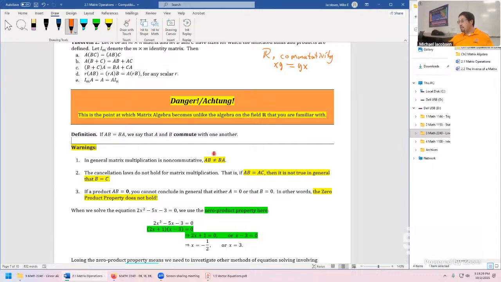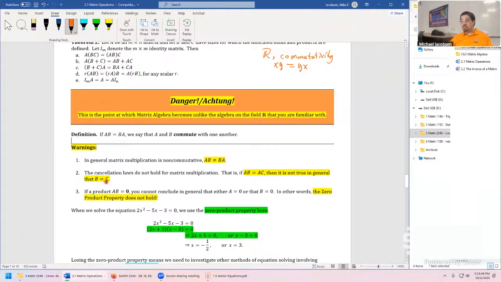And it gets even weirder. If you have an equation, and we solve a lot of equations in the field R back in the day with algebra, but in this equation right here, there's no cancellation law. A times B equals A times C doesn't necessarily mean B equals C, and that's really weird as well.